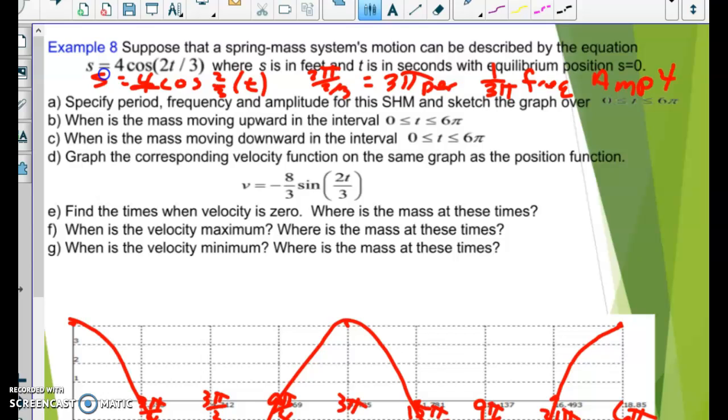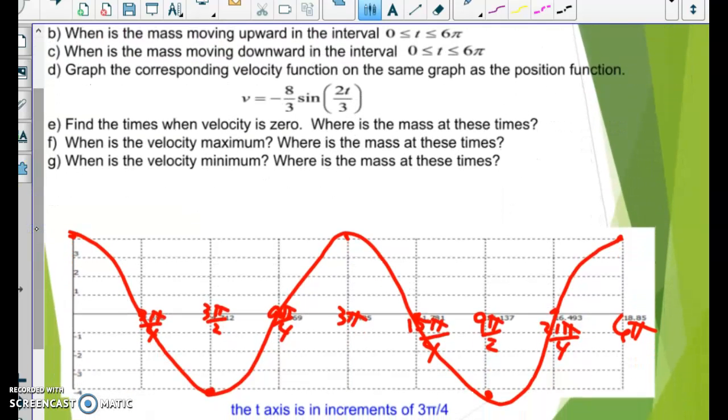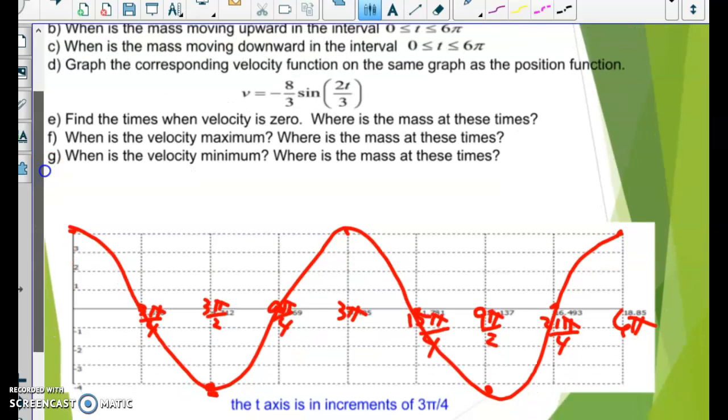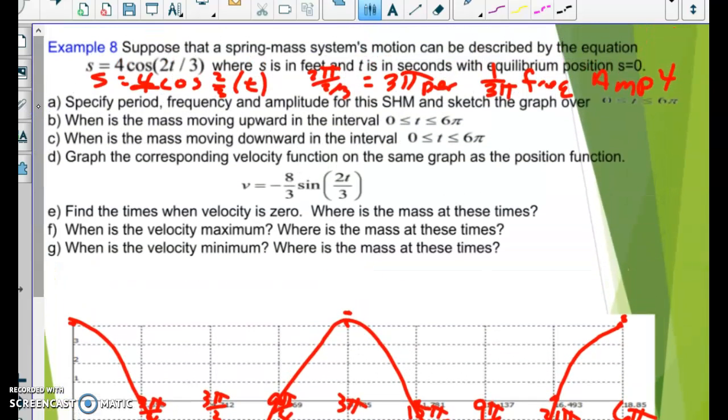When is the mass moving upward? Well, I took the time to graph this. The mass is moving upward when it is increasing. So looking at my graph, from here to there, and from here to there. Let's write that in nice notation: from 3 pi over 2 to 3 pi, union 9 pi over 2 to 6 pi.